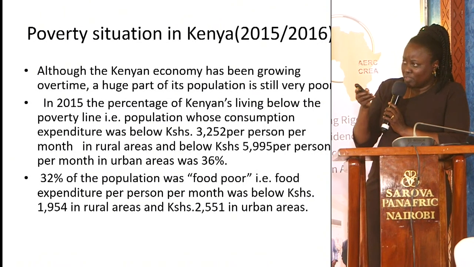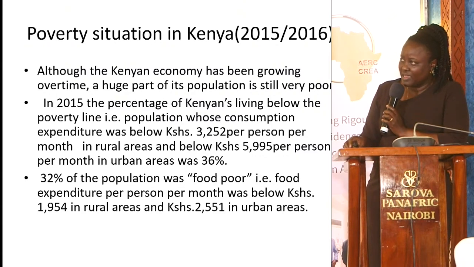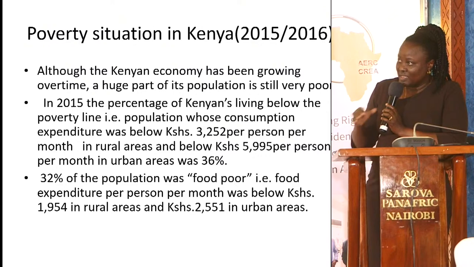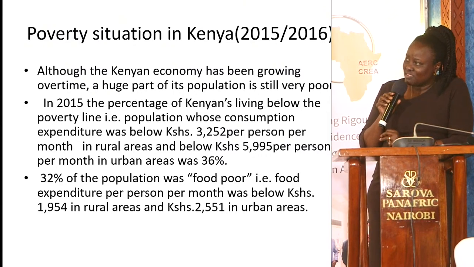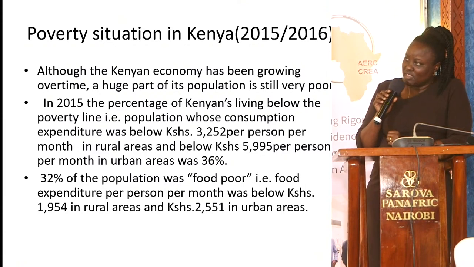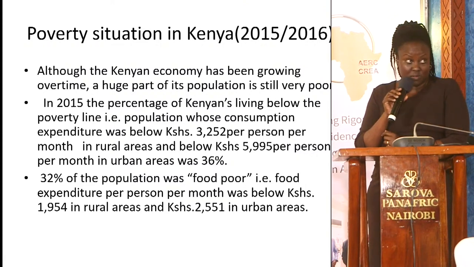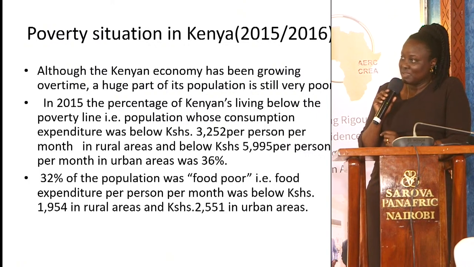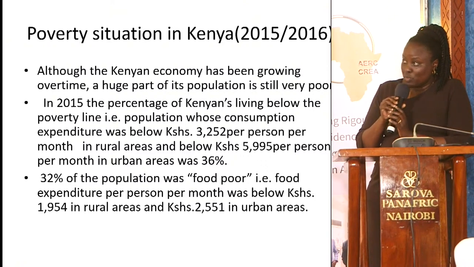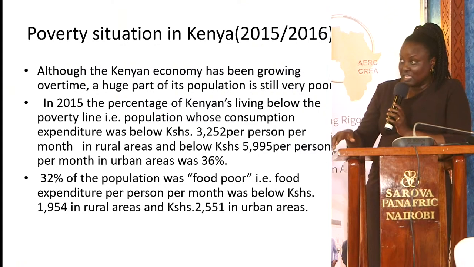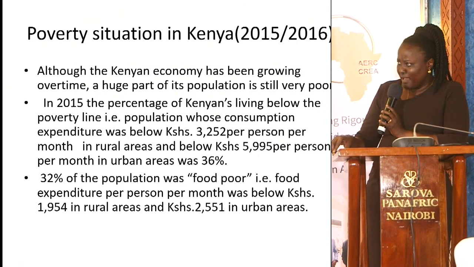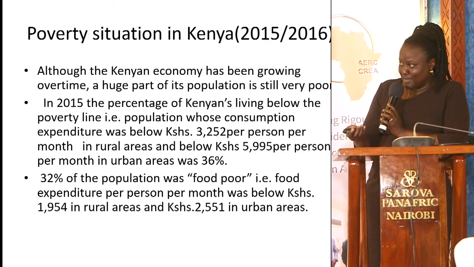So I also wanted to give you a peek at the poverty situation in Kenya, since we are talking about welfare here. And we see, although we have been saying that the Kenyan economy has been growing over time, we find that there are still very poor people in Kenya. For example, in 2015, the population whose consumption expenditure is below 3,000, which is very little money, in rural areas, and almost 6,000 in the urban areas, is 36%. And the population that is food poor is around 32%. So despite the changes that we are seeing in infrastructure, we still have very high poverty situations that are not acceptable.